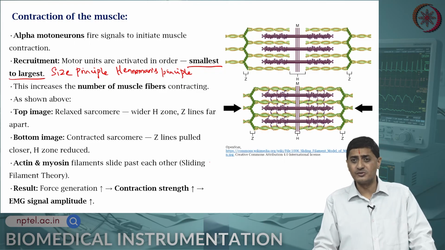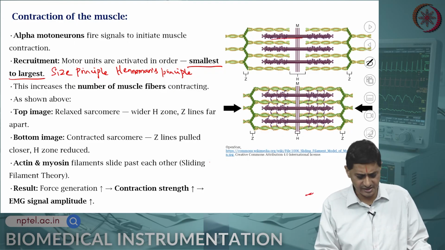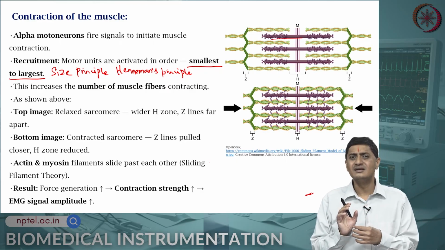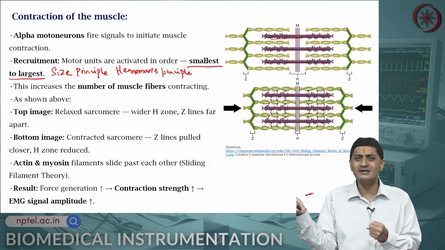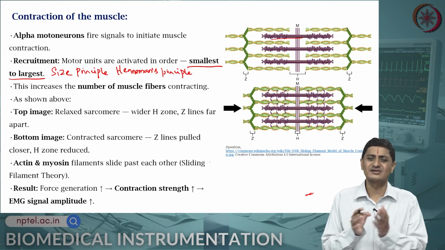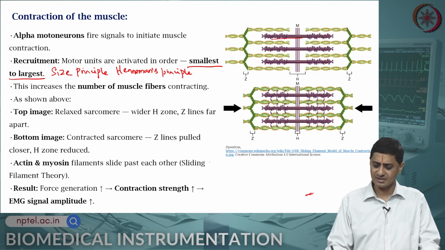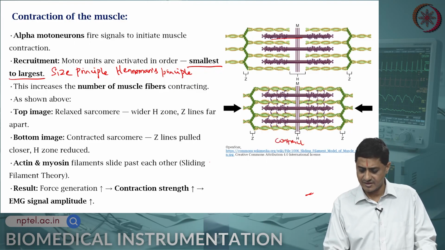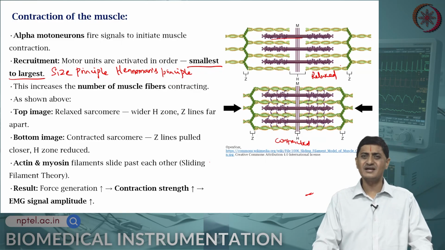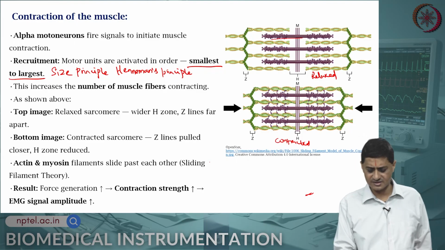How a sarcomere produces force is beyond the scope of this course. Essentially, here is a relaxed sarcomere, here is the contracted sarcomere. What is happening is that an actin myosin bond is formed and pulling happens, which is reflected as a contraction. Many such contractions happen simultaneously, producing muscle contraction and force. Actin and myosin filaments slide past each other. This is the so called sliding filament theory.